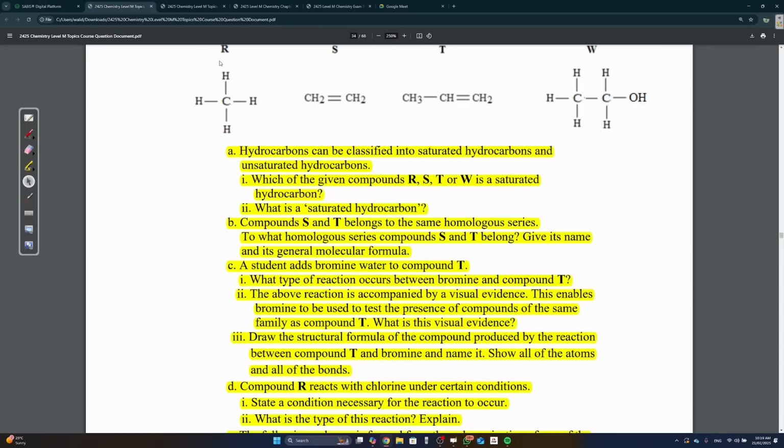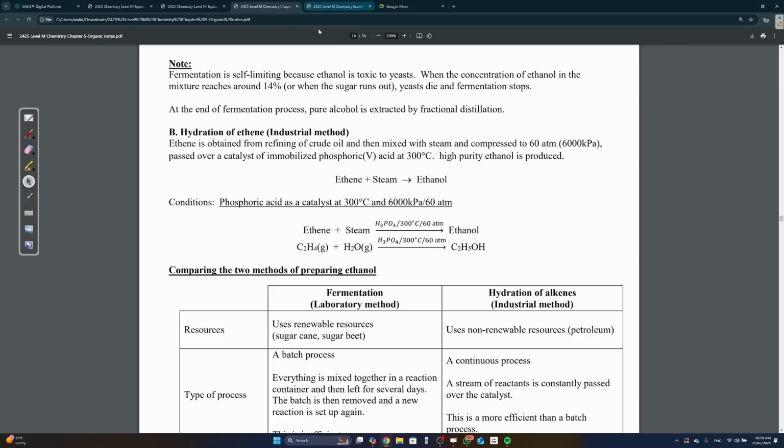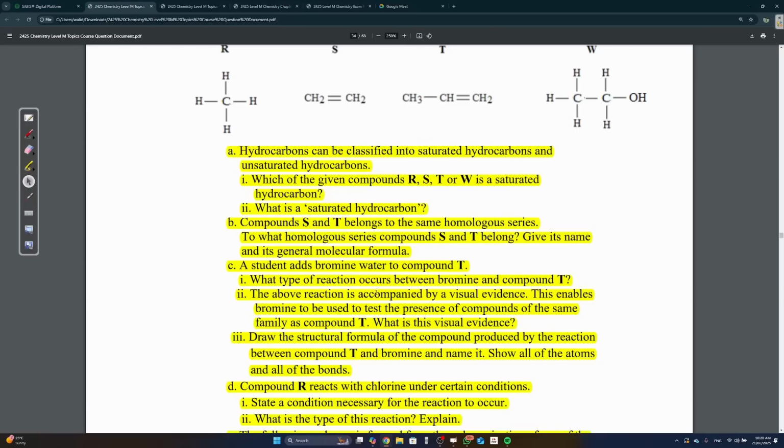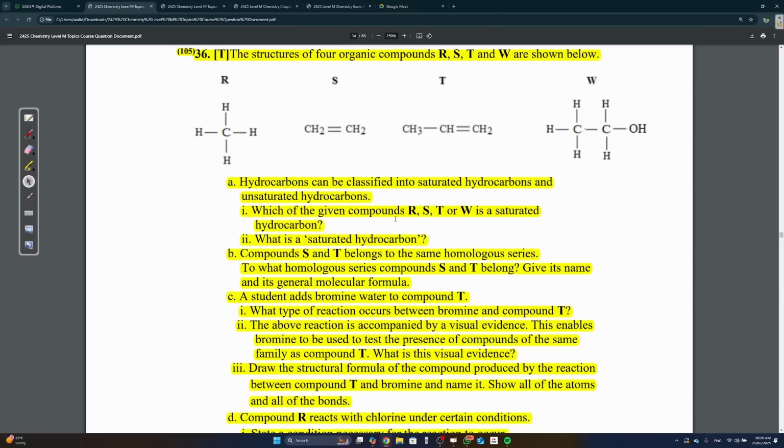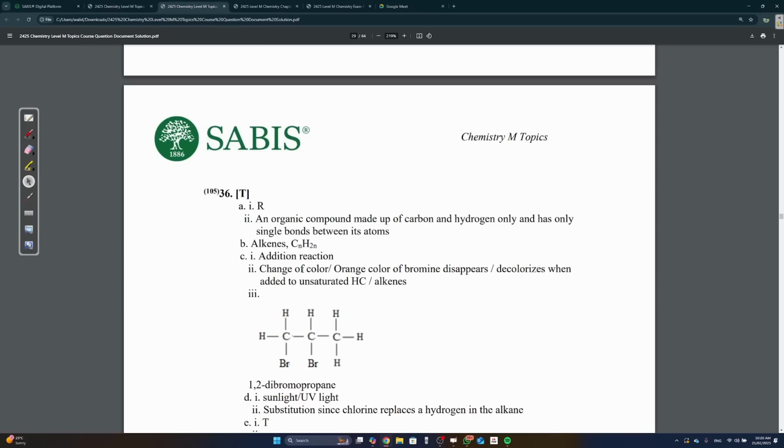It was bromination of an alkene. Remember, we did it. It was in the notes. When you add bromine or fluorine or chlorine, specifically bromine, to an alkene, it decolorizes even in the dark. The above reaction is accompanied by a visual evidence. This enables bromine to be used as a test for the presence of compounds of the same family as compound T. What is the visual evidence? Isn't it just decolorization?